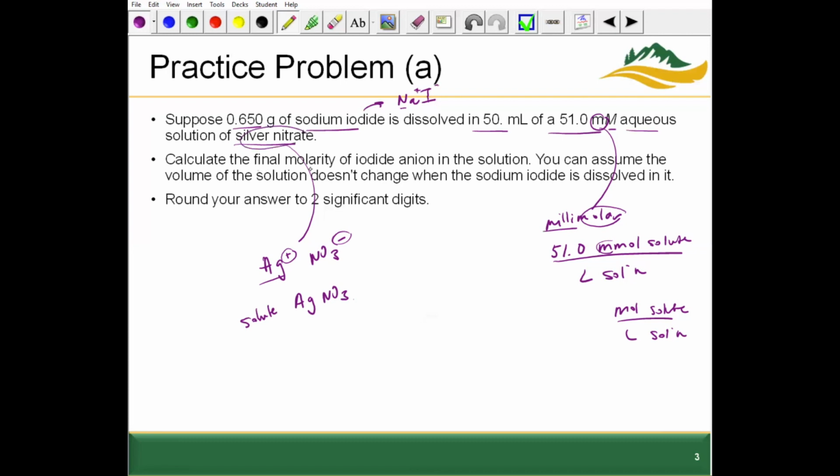Then calculate the final molarity of the iodide anion only in solution. So now we're using limiting reactants, but we're also looking at solutions of ions and solid or semi-solid precipitates. So we have ions in aqueous solution and maybe some insoluble precipitate as well.